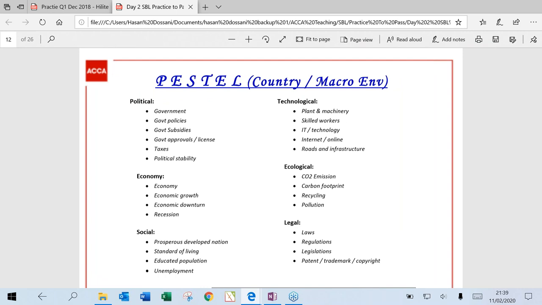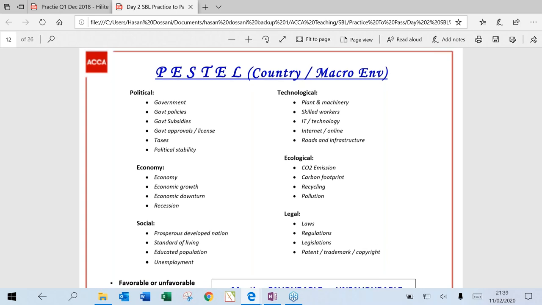Very easy topic, PESTLE. The first thing is this PESTLE is used to analyze the country environment, it is also called the macro environment. It is a model used for the external environment and it focuses on the country or macro level environment.